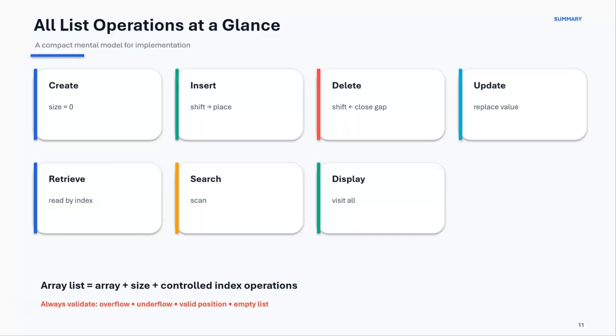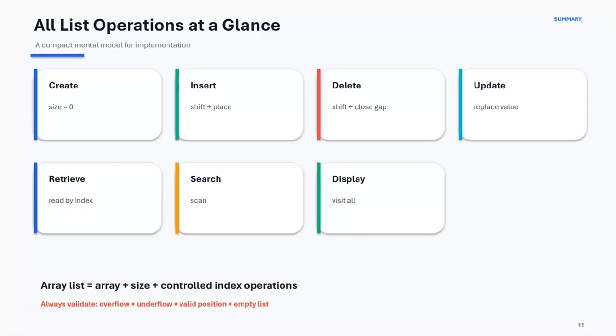So let's pause here and connect everything. We have now seen the major operations of an array-based list. Create means creating an empty list. Insert means adding an element. Delete means removing an element. Update means changing an existing value. Retrieve means getting a value using its position. Search means finding an element. Display means visiting all the elements and displaying them.